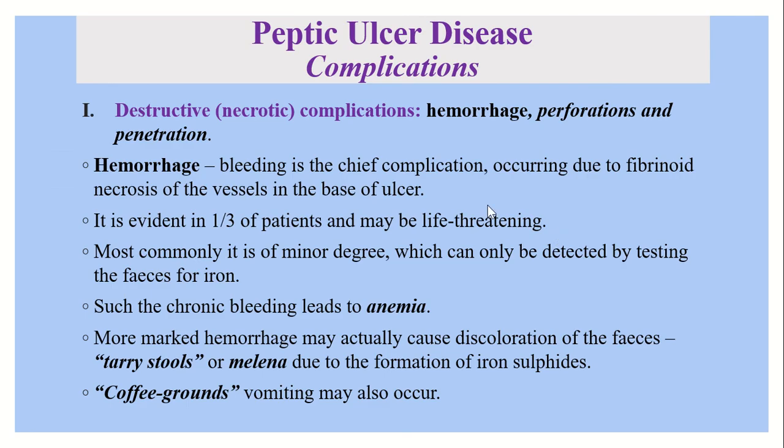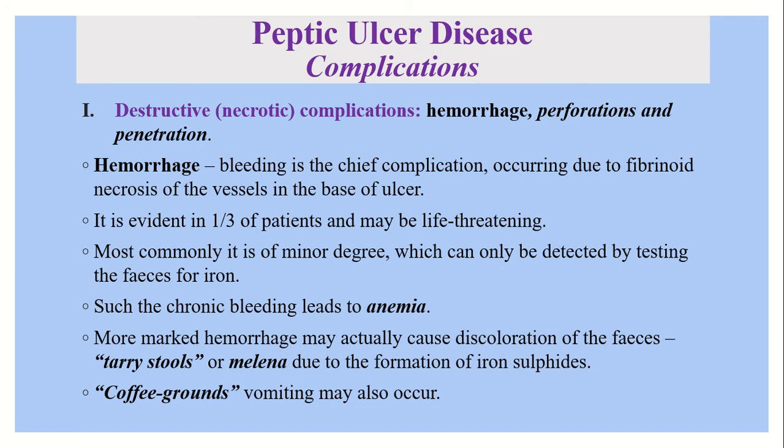Let me discuss the complications of the peptic ulcer disease. We can group them in some groups. First, we call it destructive or the necrotic complications: the hemorrhage, perforations, and penetrations. The hemorrhage is bleeding from the blood vessels that are located in the base of the ulcers that occurs due to the fibrinose necrosis. It's evident in 1/3 of patients and may be life-threatening.